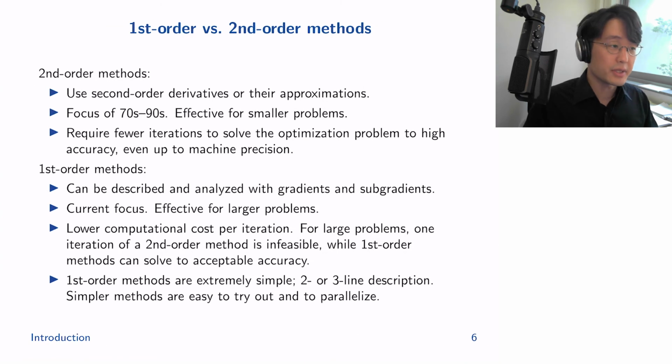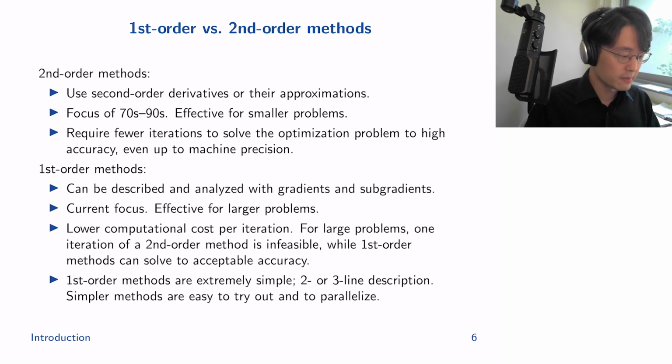Now, to establish some context and also to explain why you should study first-order methods, and in particular why you should study this book or listen to these lectures, let's compare first-order and second-order methods. Second-order convex optimization methods use second-order derivatives or their approximations in the statement or implementation of their methods. This was the focus of the field in the 1970s through 1990s, because second-order optimization methods are far superior when applied to smaller problems. They converge much more quickly to a higher accuracy solution.